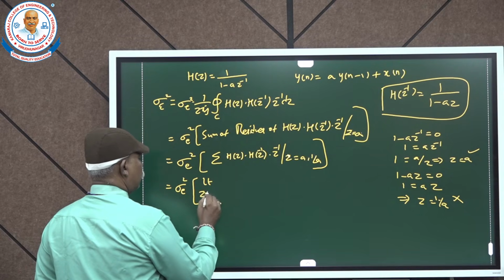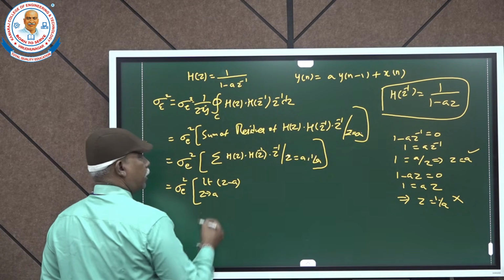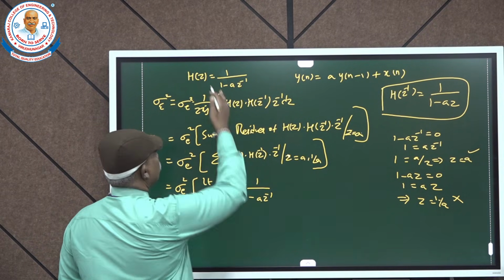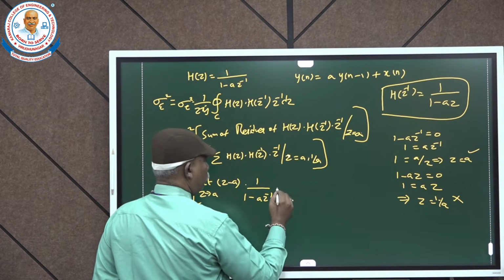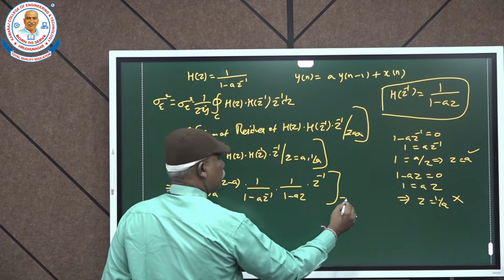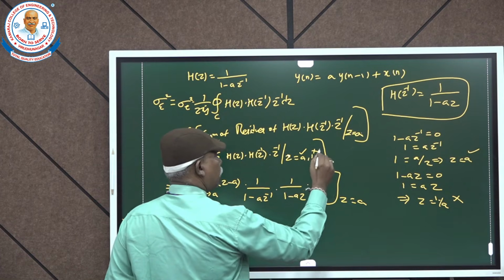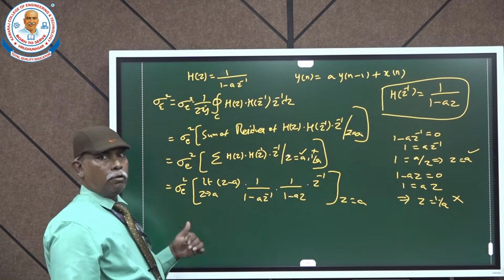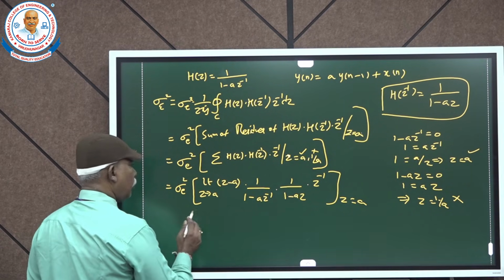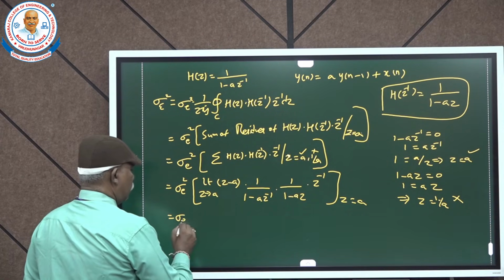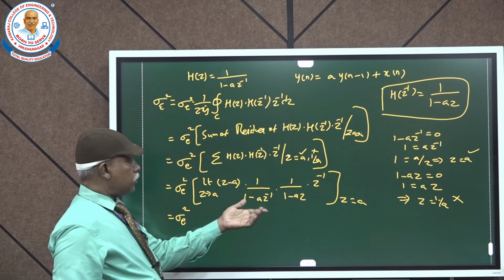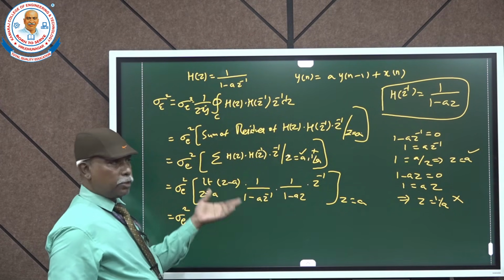So, sigma e square. I want to take the first residue: limit z tends to a, z minus a, H of z. H of z is 1 by 1 minus a z inverse. H of z inverse is 1 by 1 minus a z, into z inverse, at z is equal to a, because a is considered and 1 by a is not considered since it is mapped outside the unit circle. Now, we want to cancel z minus a. In the last problem I explained why z minus a is introduced here: otherwise, if you substitute z equal to a, the whole term becomes infinity.